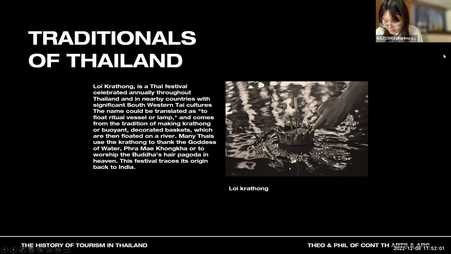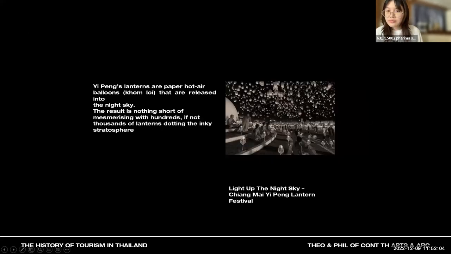Next, please. Next is the Yi Peng lantern, a paper hot air balloon. This one is quite beautiful. It is a hot air balloon that is released into the night sky. The result is nothing short of mesmerizing, with hundreds, if not a thousand, lanterns dotting the sky.